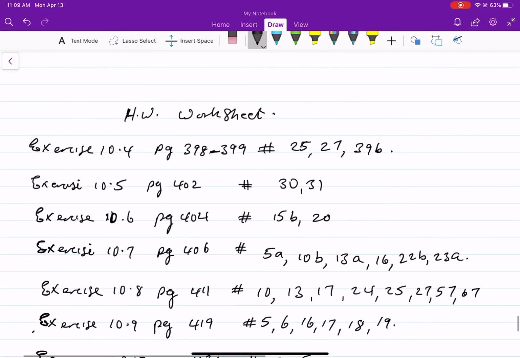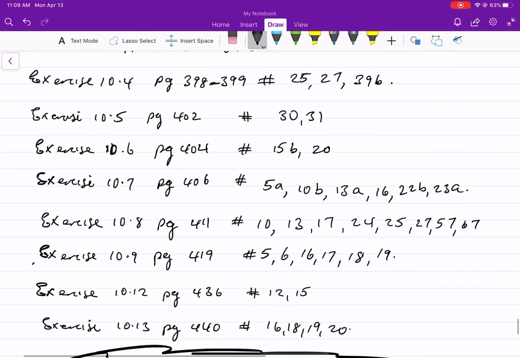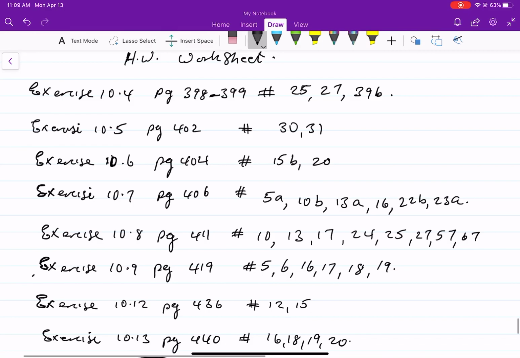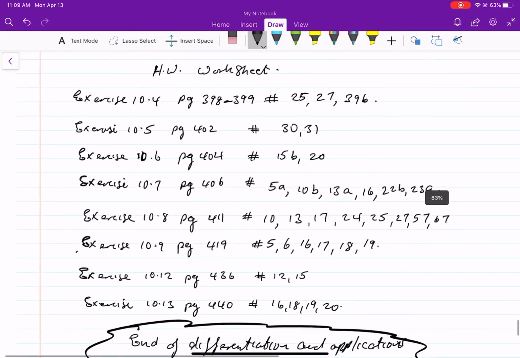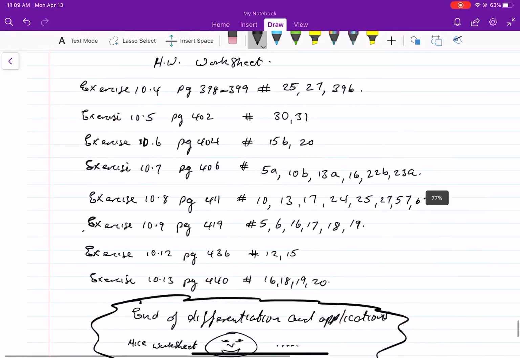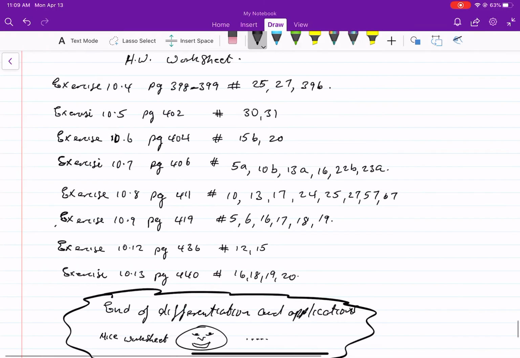Here it is. That's a lot of problems. In fact, yes, there it is. This entire worksheet has everything to do with the differentiation you've done. All the differentiation, everything, all the applications. So, one more video on differentiation and then that's it.